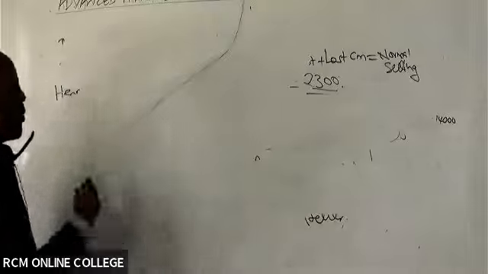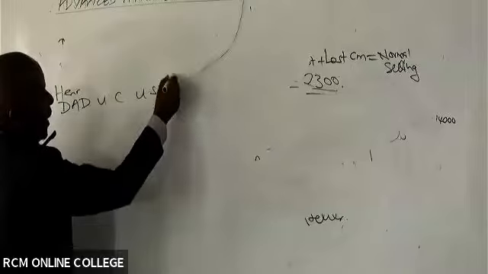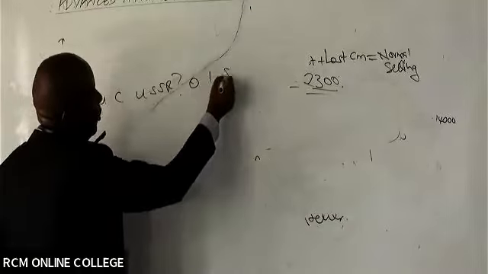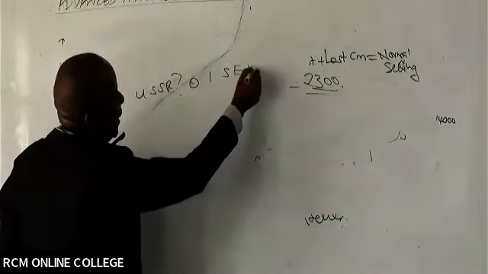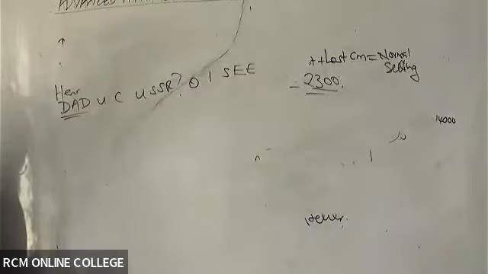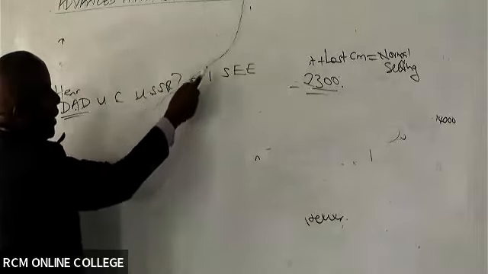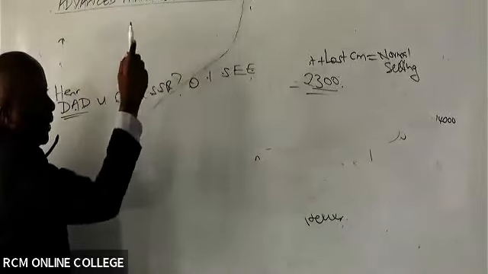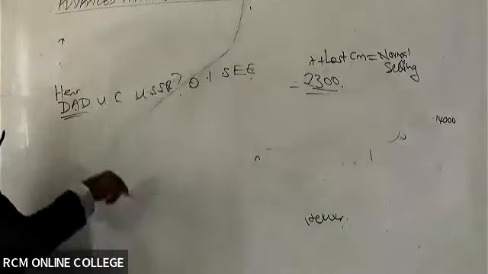So the acronym we normally use is DAD, UC, US, Russia, USSR. There are 14: 1, 2, 3, 4, 5, 6, 7, 8, 9, 10, 11, 12, 13, 14. Esprit de corps, equity at the workplace. We have initiative, order, remuneration, scalar chain, those things.